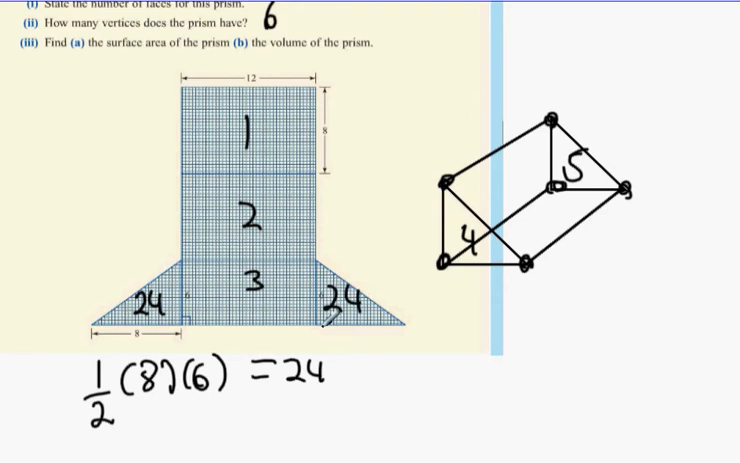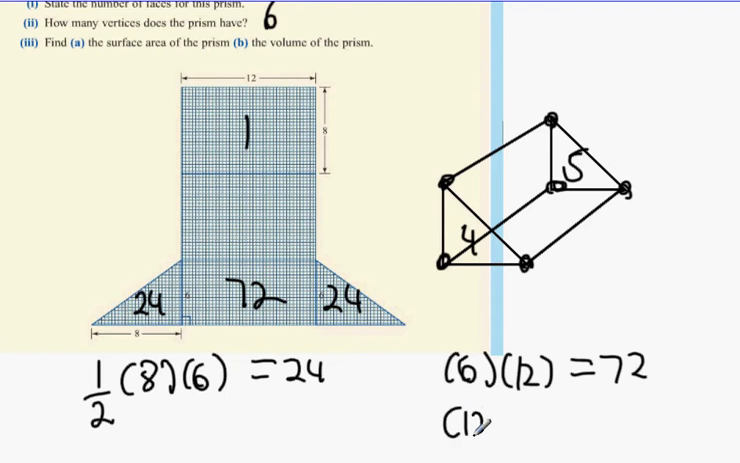This one here is 6 by 12, which is going to give me 72, because it's of length 6, width 12, and it's a rectangle, which gives me 72. The next one then is going to be 12 by 8, which is going to be 96. And the one above it is also 96.